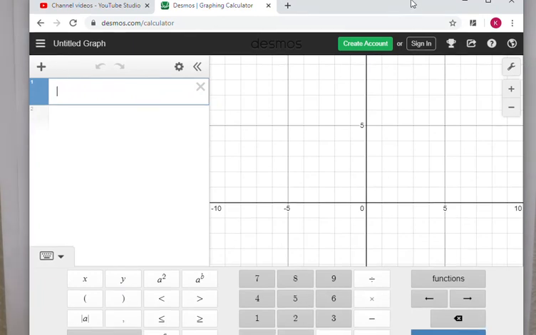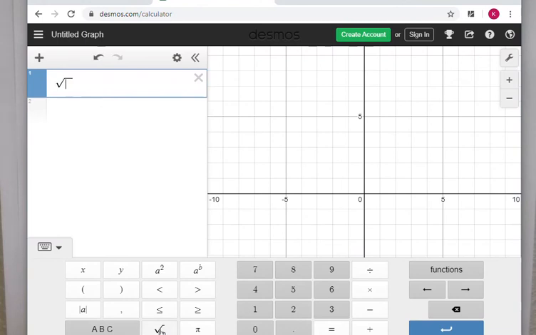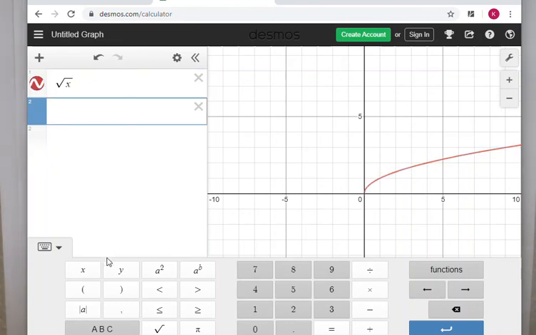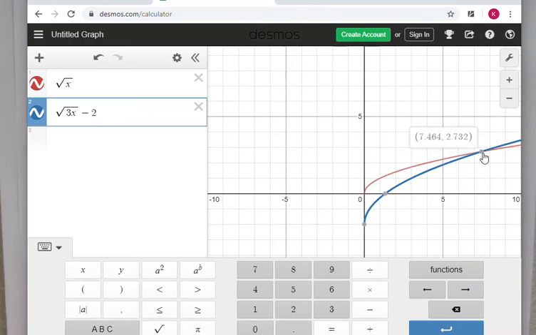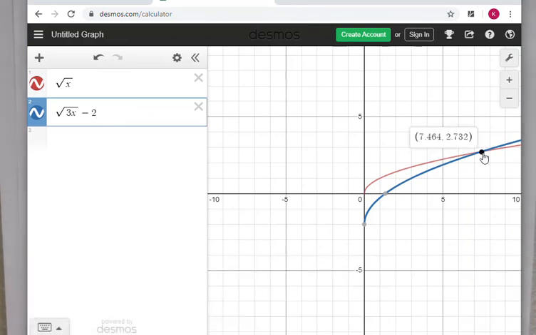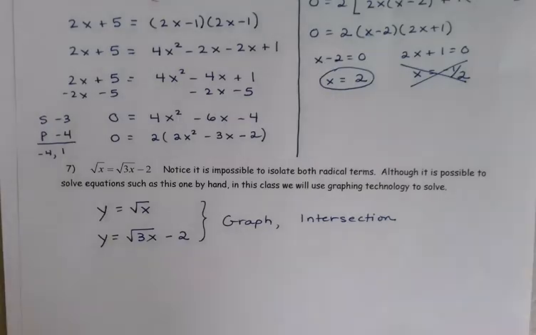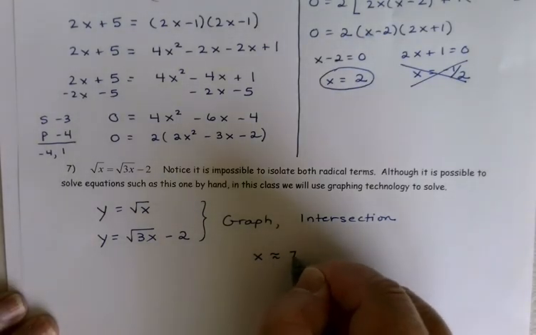Let's see, I need to pull that up a little bit. There we go. And then our second one, which was the square root of 3x minus 2. And we can see right here, there's our intersection point. And I only need the x value, right? My equation only had x's in it, so I'm only solving for x. And to 3 decimal places, that's 7.464. All right, so x is approximately 7.464.